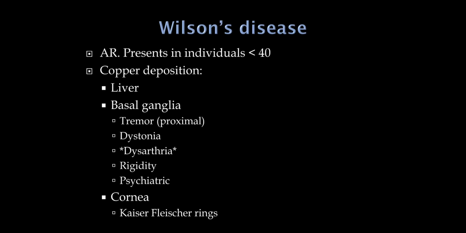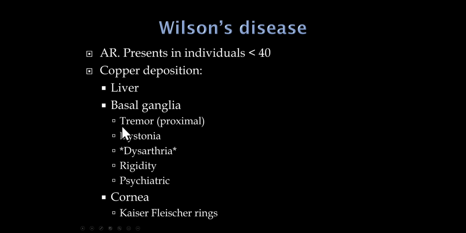Wilson's disease is another hyperkinetic movement disorder, and we would always want to consider this, easy to check for, in any young patient that presents with a movement disorder. Remember, this is a problem with copper deposition, and it can deposit in the liver, so some patients will present with liver involvement, but if it deposits in the basal ganglia, then the patient presents with a movement disorder. And this is usually with a tremor.